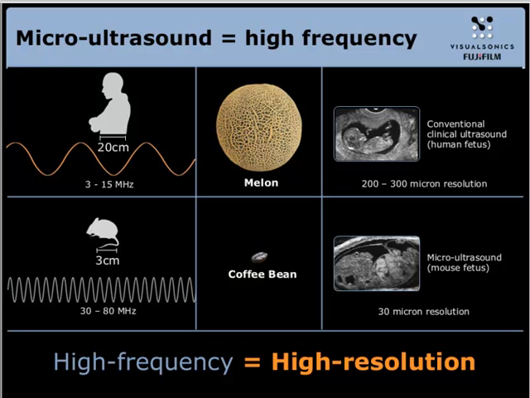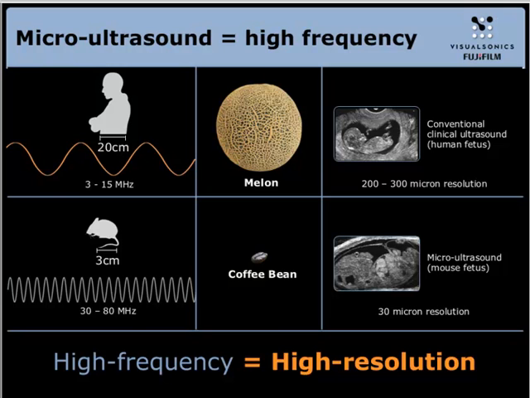You can see an analogous image from the mouse fetus in this case, looking at the developing fetus inside the mother. Here we're now on the scale of the coffee bean, which is much, much smaller, on an order of approximately 5 to 10 times smaller structures, and you can see the resulting resolution. Here we're getting 30 micron resolution as compared to something in the 300 micron resolution conventional case.